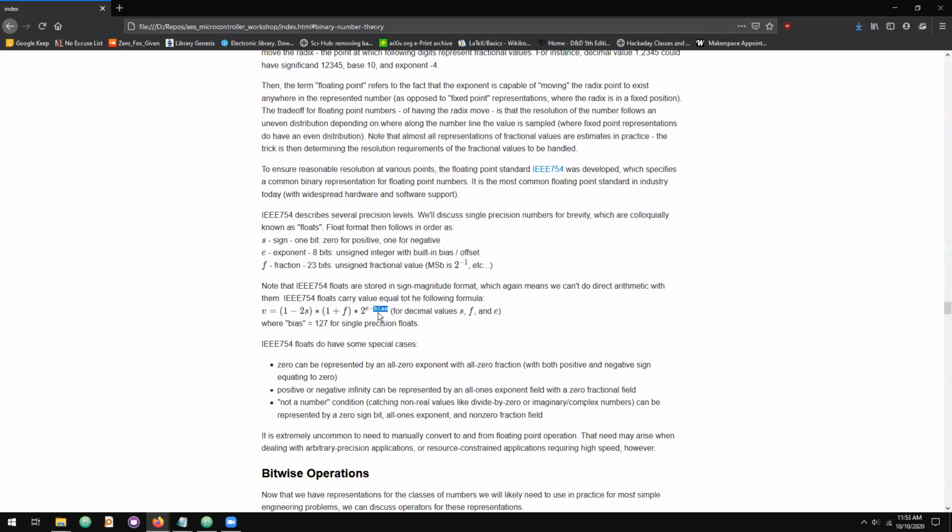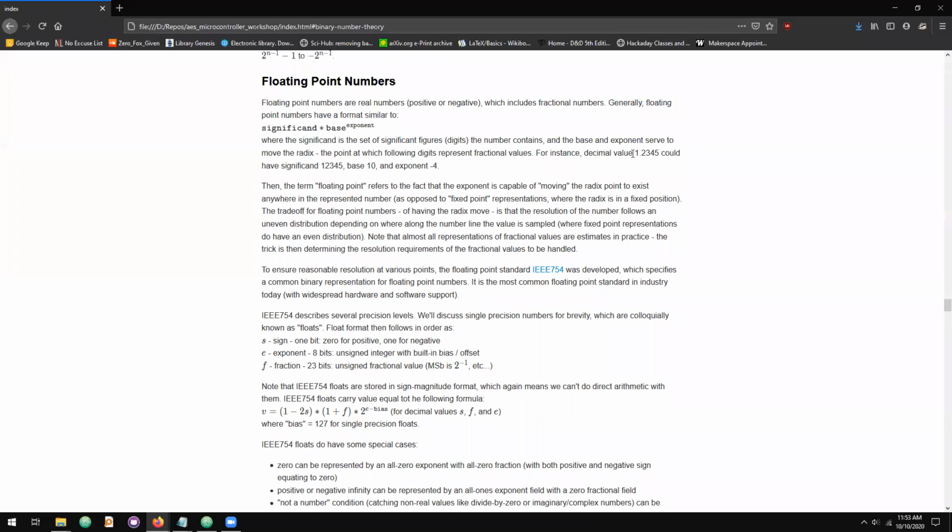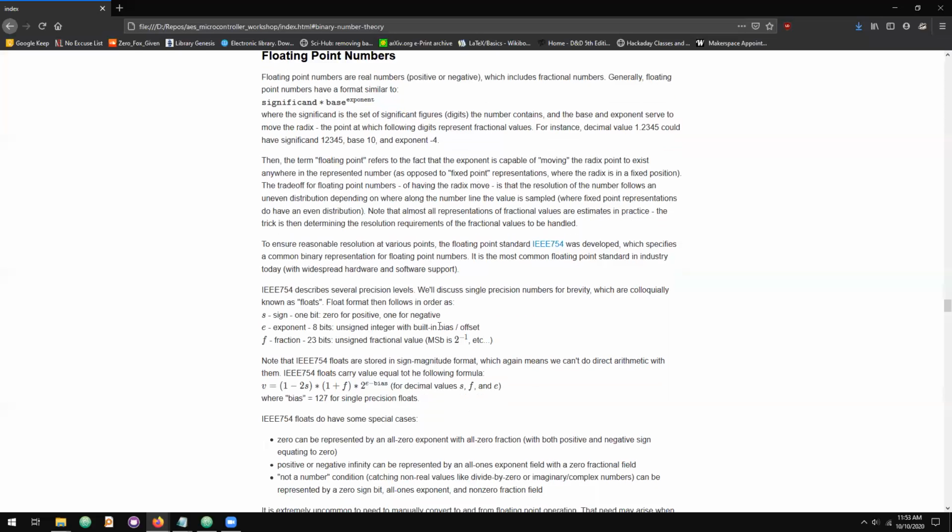The reason we have the bias is so that we can move the radix leftward, so that we can represent these floating point, these fractional values. If we only needed to move the radix rightward, then we could just use an unsigned or signed integer to represent this data. But the fact that we need to move the radix leftward at all, that's the reason why we need a negative exponent.